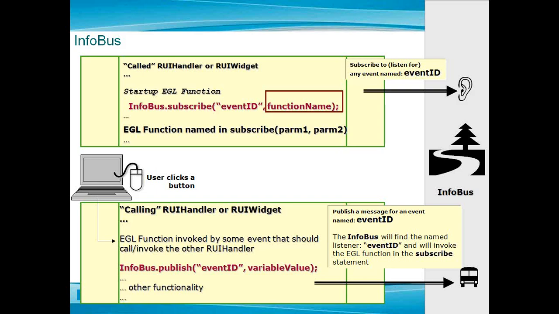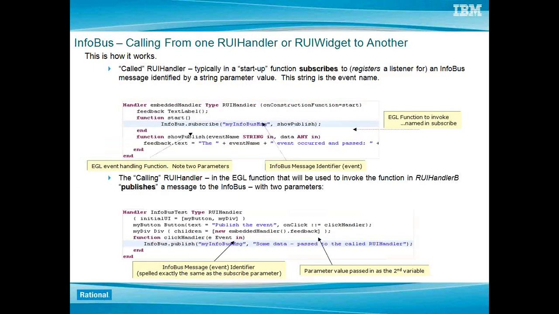Same way on the publish side, we have a unique event ID, the same event ID, and a variable value or some data or some string or some message that we want to send to all those subscribers. So this variable name or data or message will be sent to all those subscribers based on the same unique event ID.